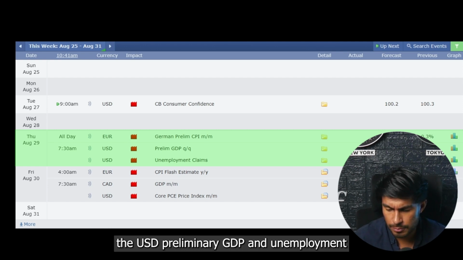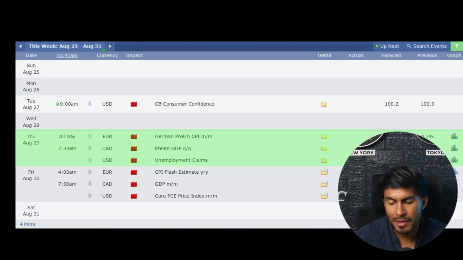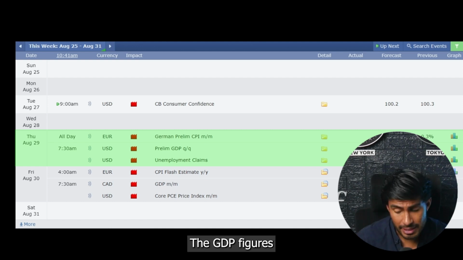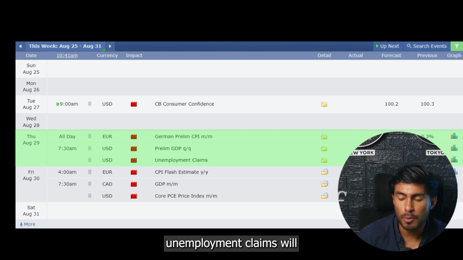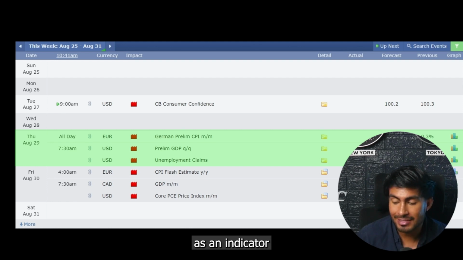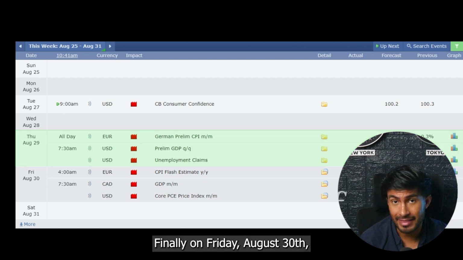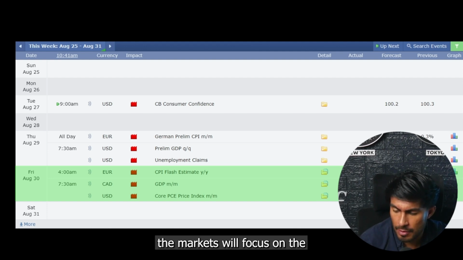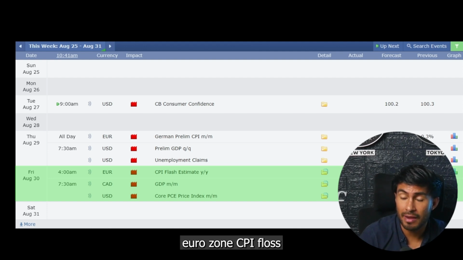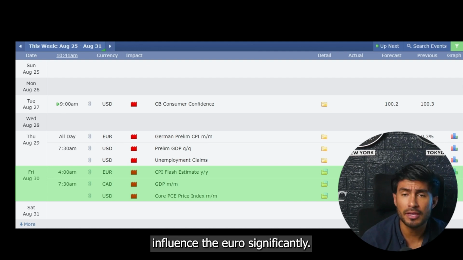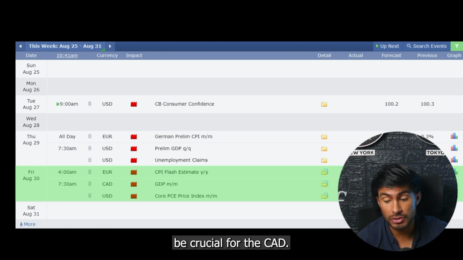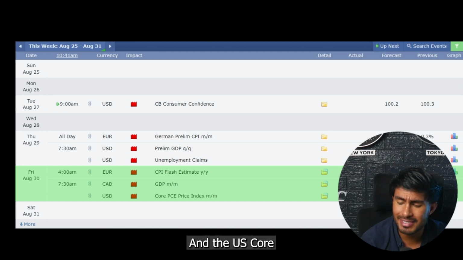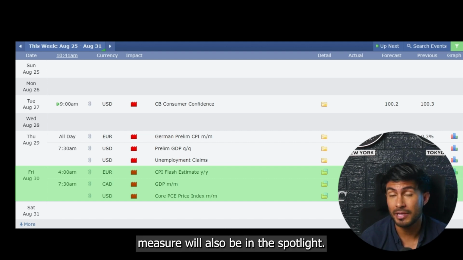Later in the morning, the US preliminary GDP and unemployment claims reports will be released. The GDP figures will give us insight into the US economy's growth, while the unemployment claims will be closely watched as an indicator of the labor market's health. Finally, on Friday, August 30th, the markets will focus on the Eurozone CPI flash estimate, which could influence the euro significantly. Additionally, Canada's GDP report will be crucial for the CAD, and the US core PCE price index, the Federal Reserve's preferred inflation measure, will also be in the spotlight.